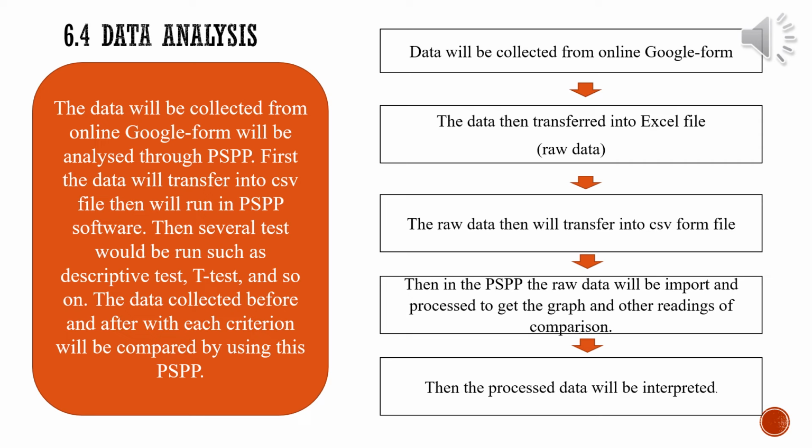The first step is that data will be collected from the online Google Form. Then the data is transferred into an Excel file. That one is the raw data. After that, the raw data will be transferred into a CSV file. After that, the data will be imported and processed to get the graphs and other readings for comparison. And then finally, the processed data will be interpreted.